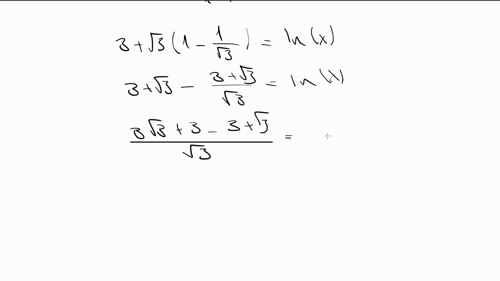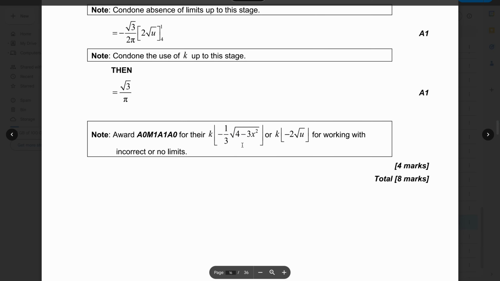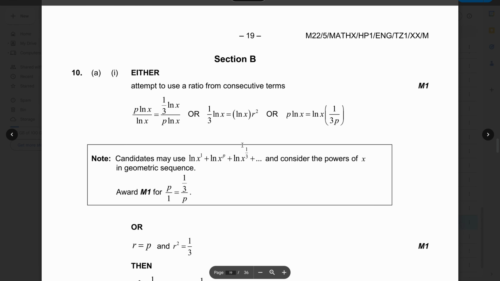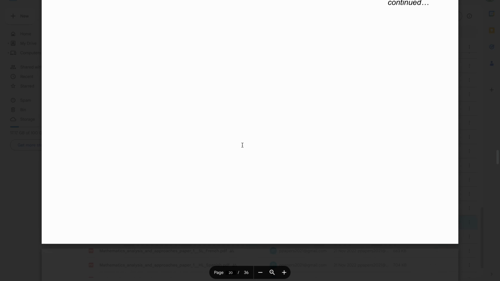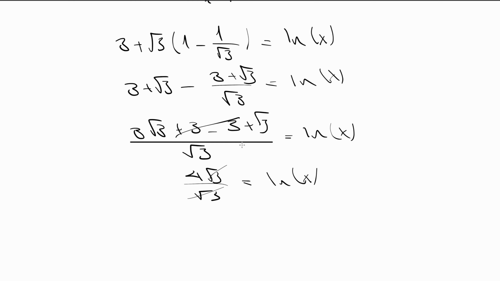Hopefully. So these will cancel out. You'll be left with ln of x. So 4 radical 3 over radical 3, the radical 3's will cancel out. No, it looks a bit fishy. Let me check. Where did I make a mistake?